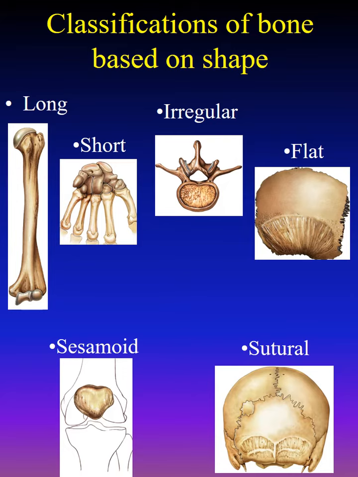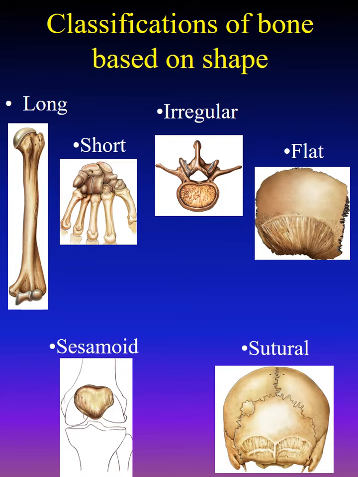Special characteristics that put bones in their own category are sutural bones. These are only found within our cranium, and they are fused along sutures, which is where we get our suture lines when bones ossify and fuse together.